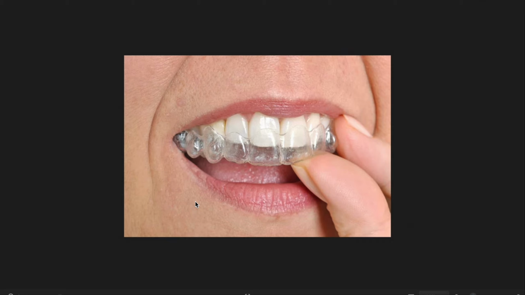Now, there are times we would use Invisalign to help. Now, Invisalign has its limitations.